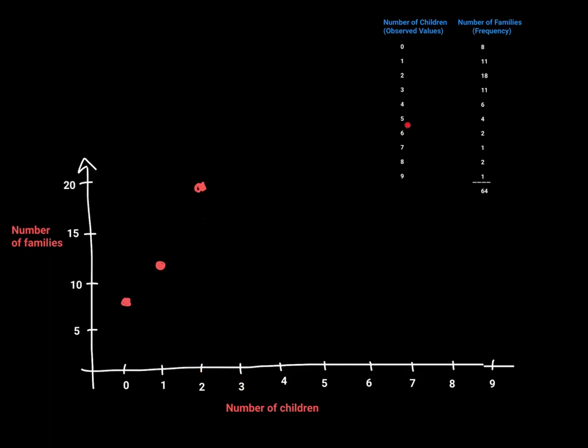3 children, 11. So, we already had 11, right? So 11 families reported that they had 1 child, and then 11 families reported that they had 3 children. So this dot should be the same height as that dot there. Let's see if I can do that. Above 3, of course.